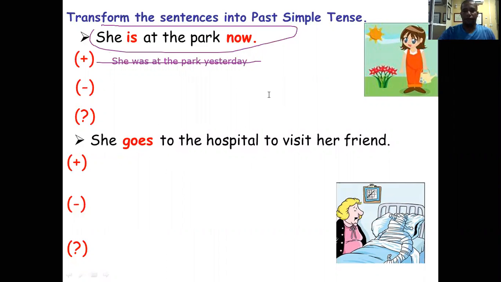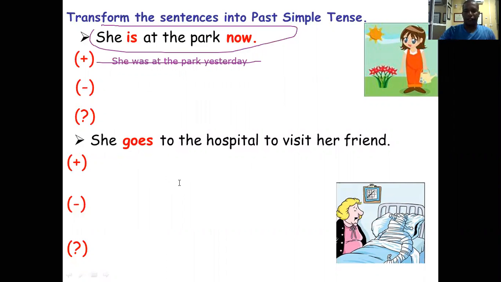Okay, you decided, but I'm continuing explaining how to use the simple past. Negative form: she wasn't at the party yesterday. In interrogative form: was she at the party yesterday?